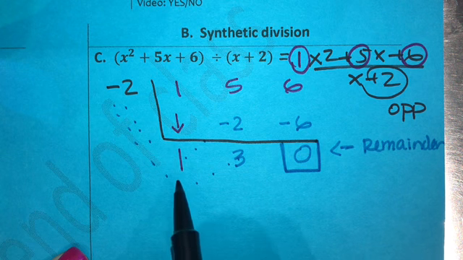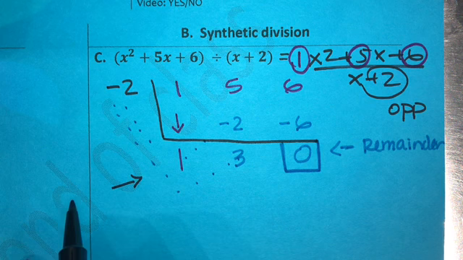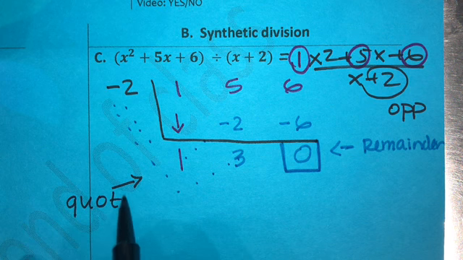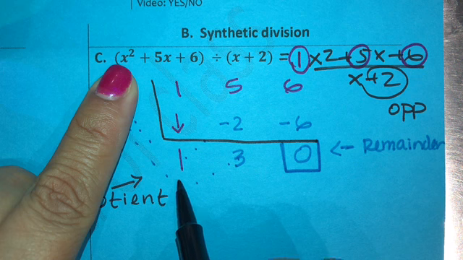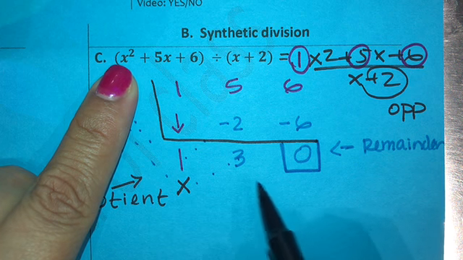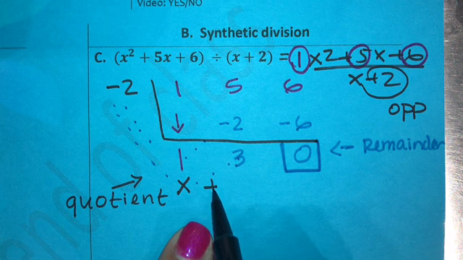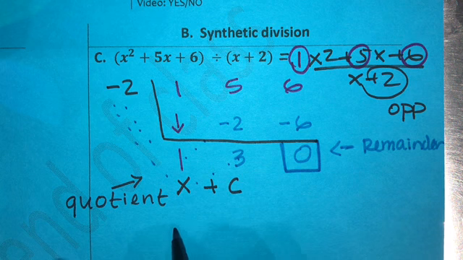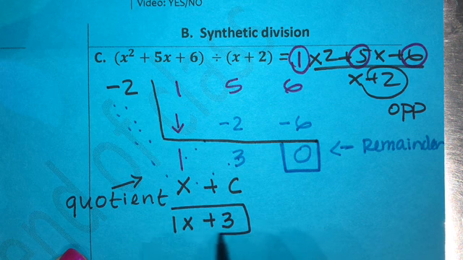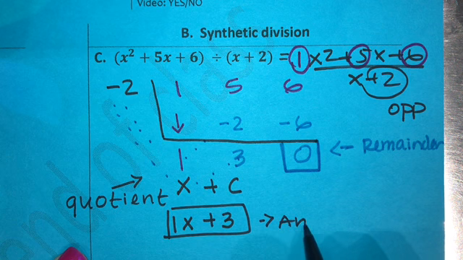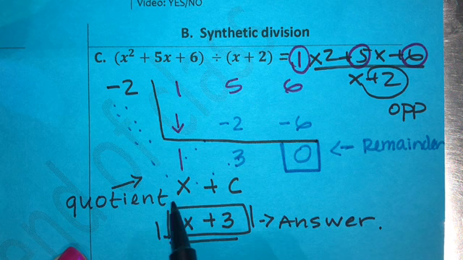So now let's talk about creating the quotient. So since this was an x squared, we're going to make this an x. And after x is c for constant, so we're going to say these are the coefficients and that's the constant. So I'm going to say 1x plus 3. And this is my answer. Just kind of double box it.